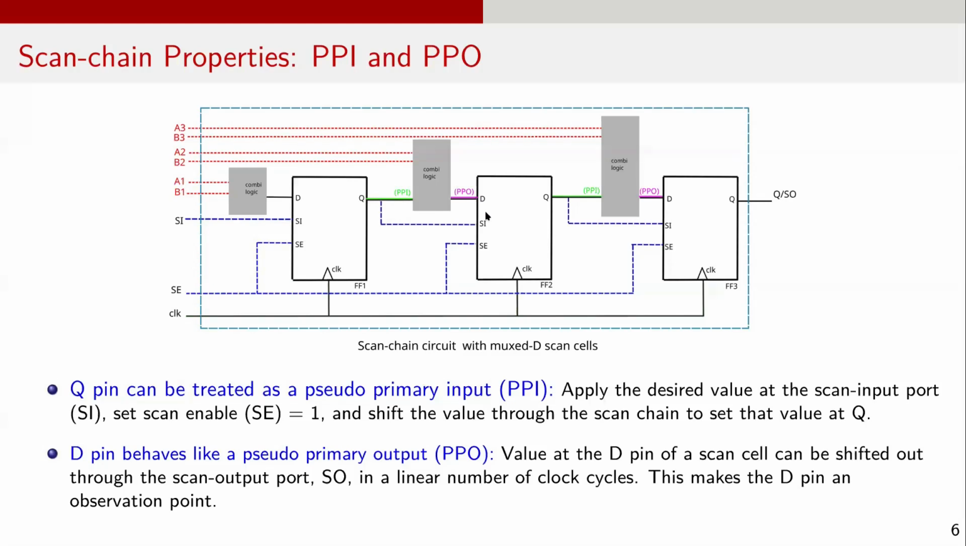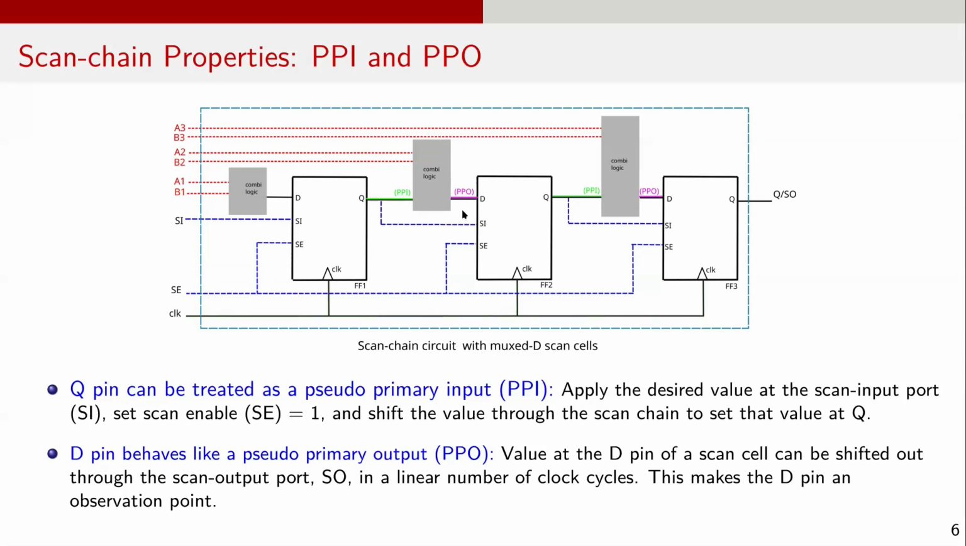To summarize the key characteristics of the scan chains, any desired value can be applied to the Q pins, which act as pseudo-primary inputs, and any value present at the D pin can be observed, as they act as pseudo-primary outputs. As a result, scan cell insertion effectively transforms the testing of a design with sequential circuits into the testing of only the combinational logic. This means that engineers and testers need to focus primarily on testing the combinational logic blocks that lie between the scan cells.